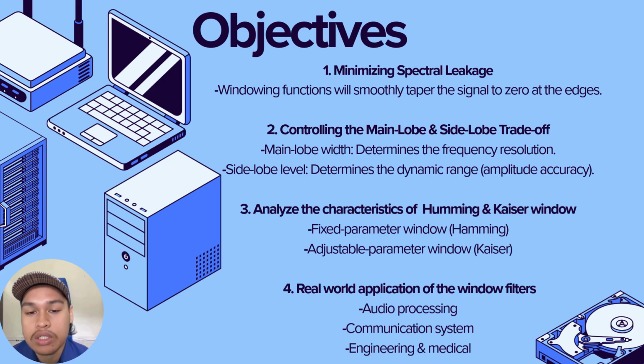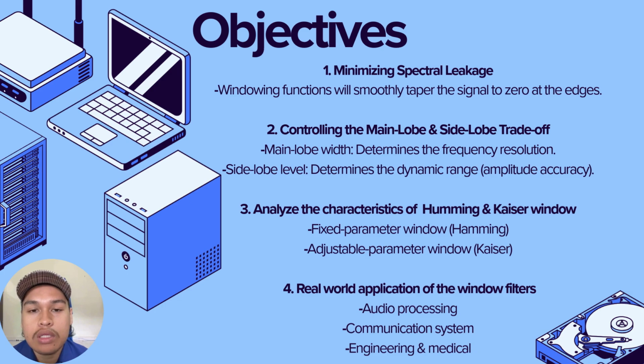to the original source. So our second objective is arguably the most critical for design, which is controlling the trade-off between the main lobe and the side lobe. So the main lobe width is vital because it determines our frequency resolution. Essentially, how we can distinguish between two close frequency. So on the other hand, the side lobe level determines our dynamic range or amplitude accuracy.